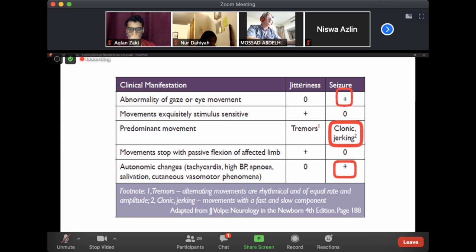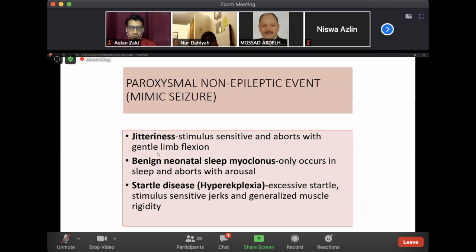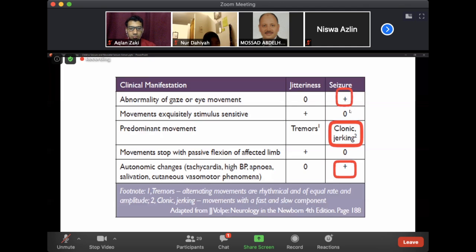So this is jitteriness and seizure. First, for seizure, there is abnormality of gaze or abnormal eye movement. However, the movement of seizure is not sensitive to stimulus. Like I explained before, in jitteriness or startle, the abnormal movement is sensitive to stimulus. So in seizure, the movement is not sensitive to stimulus. And then the predominant movement for jitteriness is tremor. However, for seizure, the movement is usually clonic or jerking.